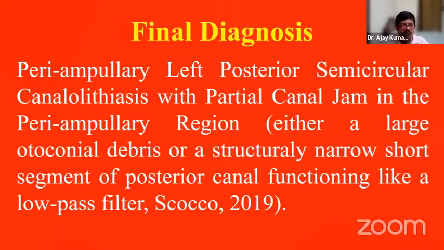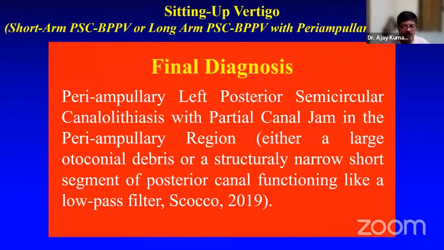So the final diagnosis: periampullary left posterior semicircular canalolithiasis with partial canal jam in the periampullary region, either a large otoconial clot or a structurally narrow short segment of the posterior canal functioning like a low pass filter. This is the Scocco variant of 2019.